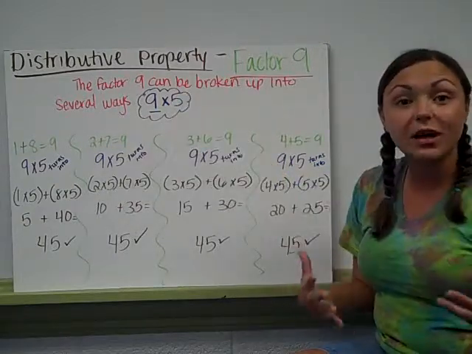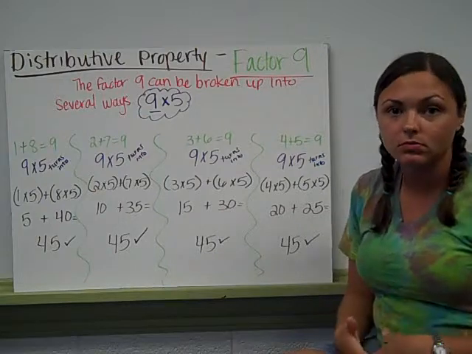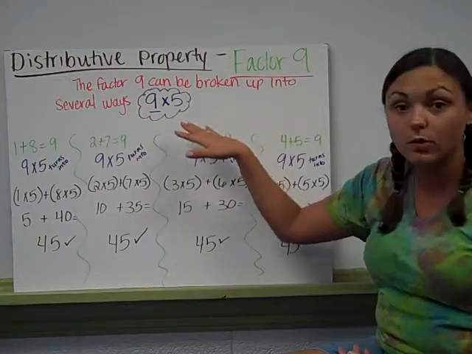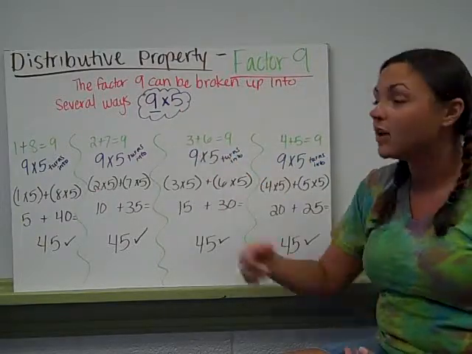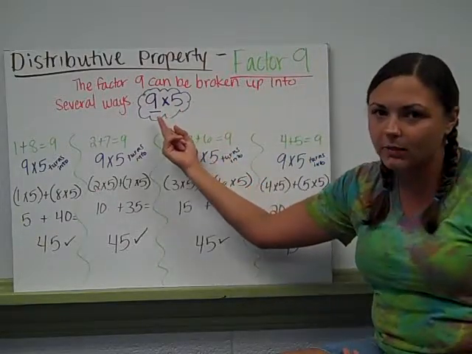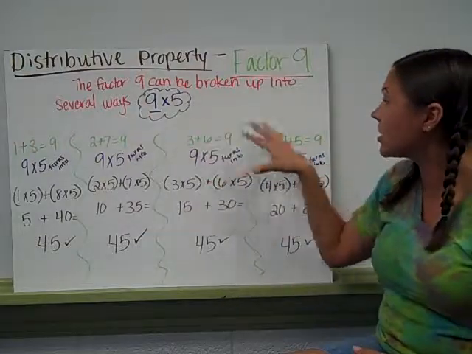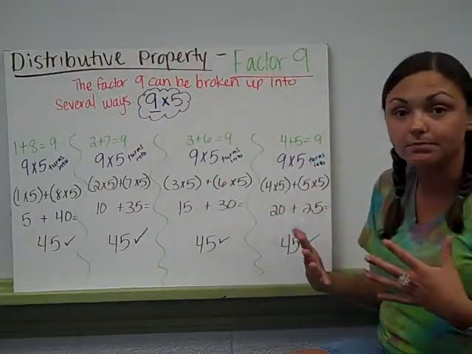I want to always break up the larger number inside a distributive property problem. I always want to break up the larger number because I know how to multiply by 5, but I'm not so sure about multiplying by 9. So here it gives you 3 different ways you can break up 9.